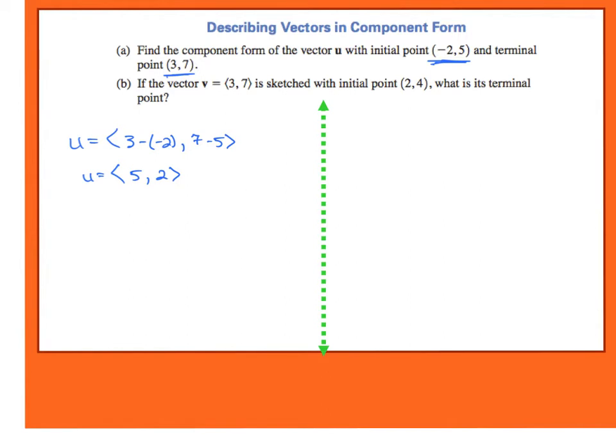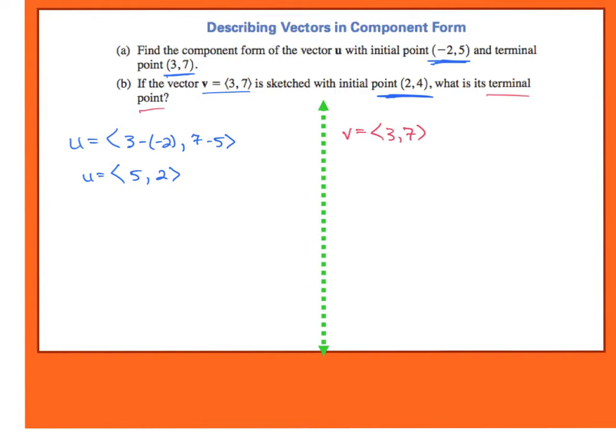Mariah's going to read for us. If the vector b equals 3, 7 is sketched with the initial point of 2, 4, what is its terminal point? All right, so we're finding its terminal point now. Well, it tells me what my vector ends up being: 3, 7, right? And it also gives me my initial point of 2, 4. Well, how did 3, 7 end up happening? Because it's always terminal minus the initial. Which one do I need to find?